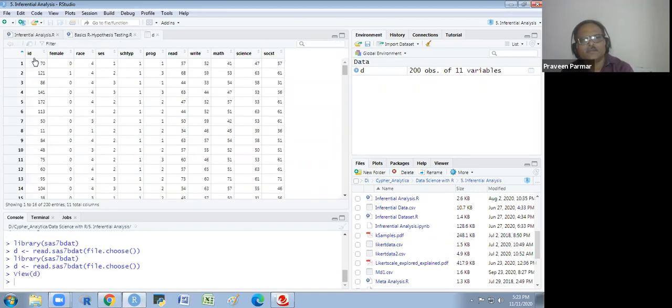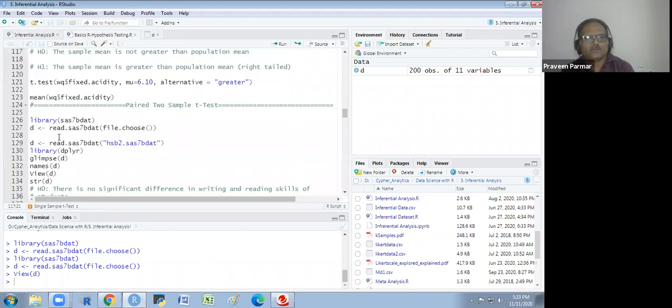So there is an ID and the gender, female is 1 and male is 0. Race has 4 categories, 4, 3, 2, 1, 2, 3, 4. And there are socioeconomic status, school type, program, read, write, math, science, and social science. These are the marks basically obtained in various subjects, various streams. The program has 3 categories, 1, 2, 3. The school type is also there.